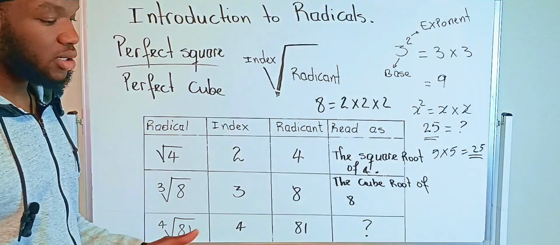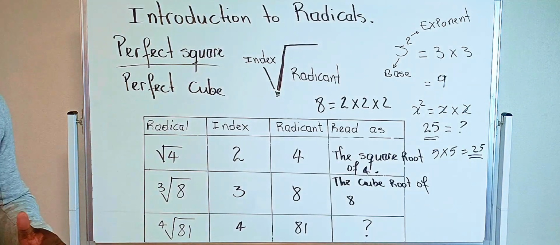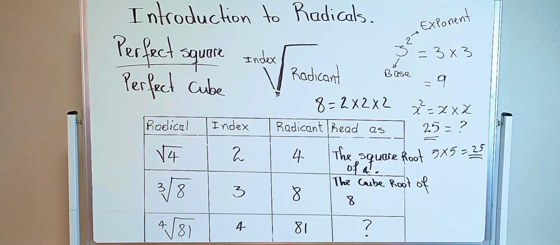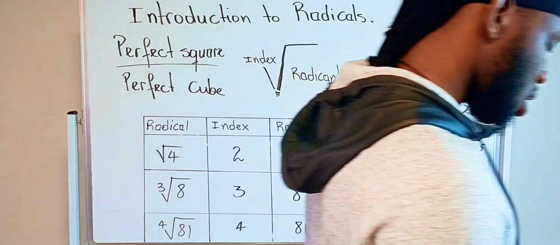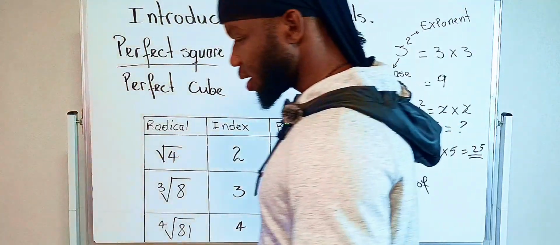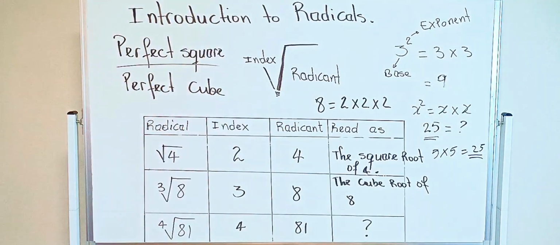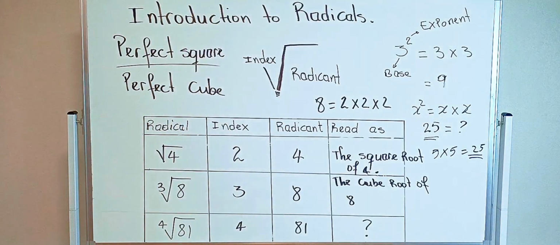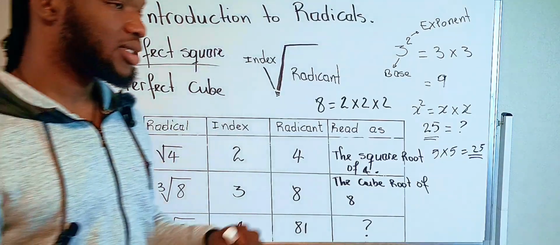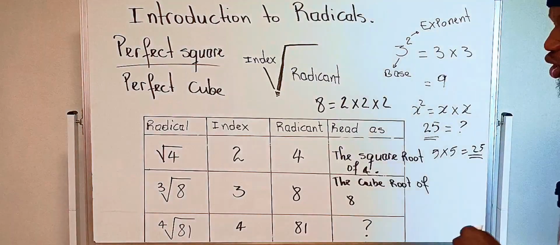A perfect cube is a number, or variable, that is the product of three identical rational numbers. This is the definition for a perfect cube.